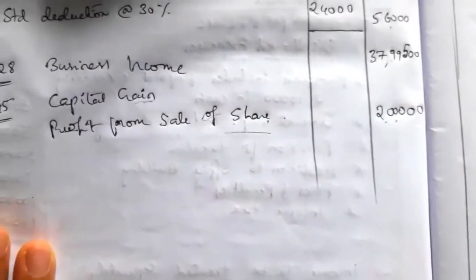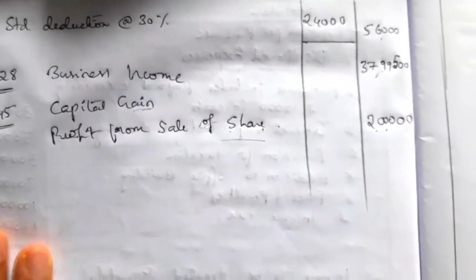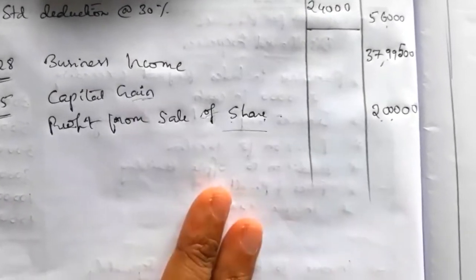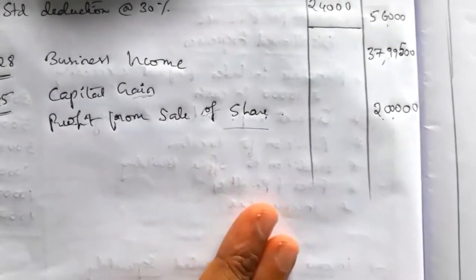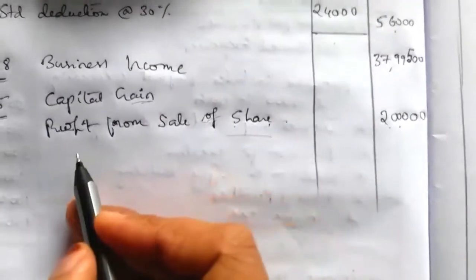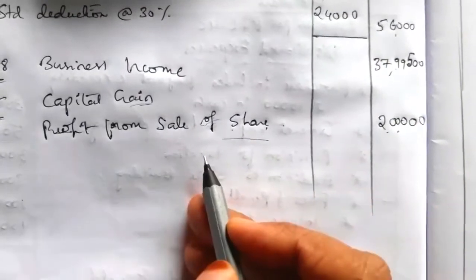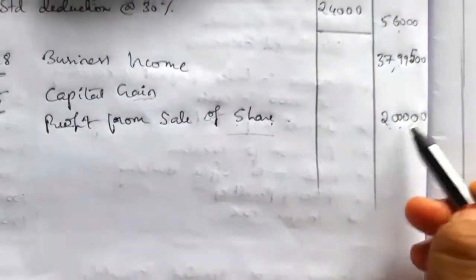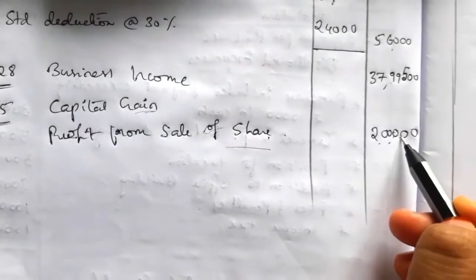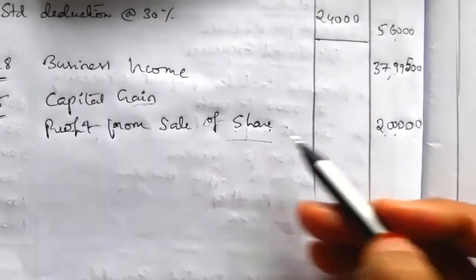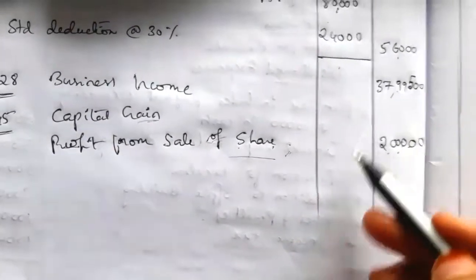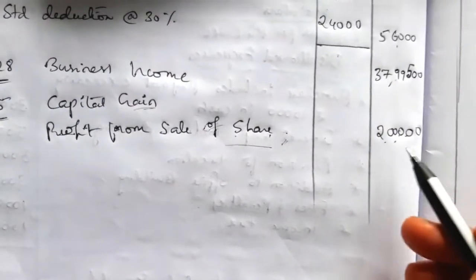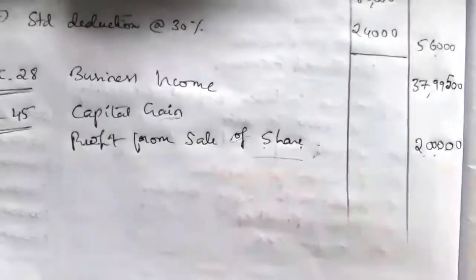In this case, if he earns an income from the sale of shares up to rupees 1 lakh, he can claim exemption. If he is earning a profit of rupees 1 lakh and below, then he can claim an exemption here. No need to pay tax on that profit income. But if he is earning a profit of more than 1 lakh, then the entire profit from the sale of shares should be taxable under section 45.